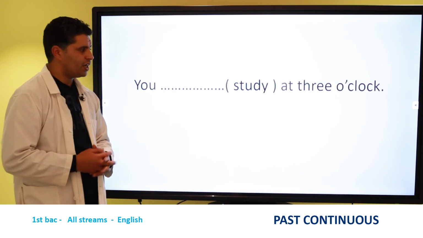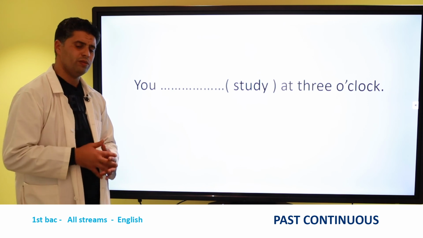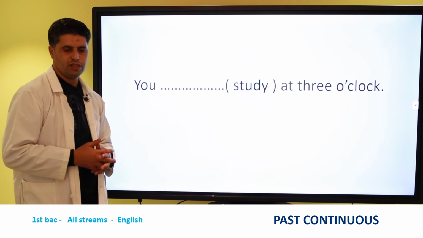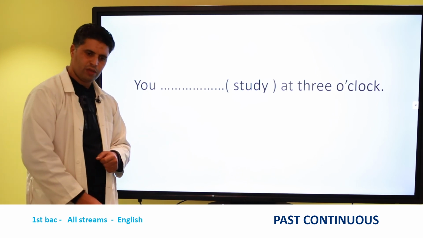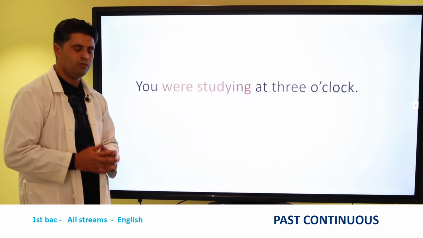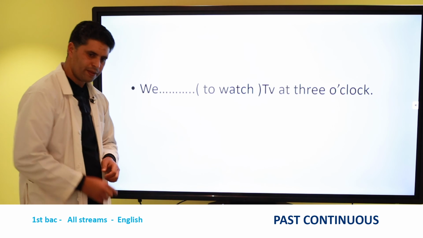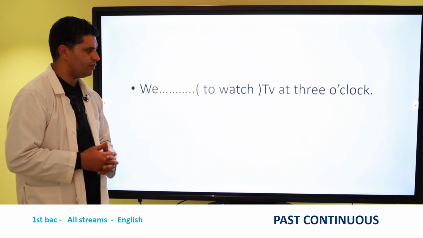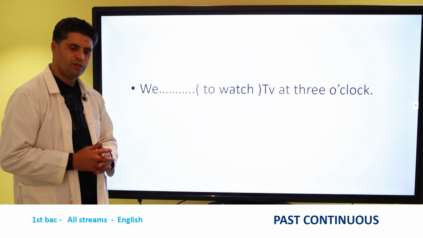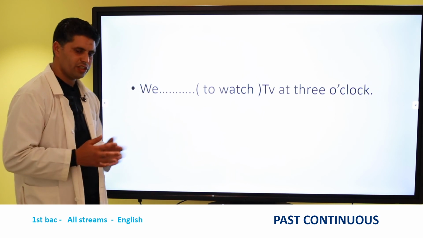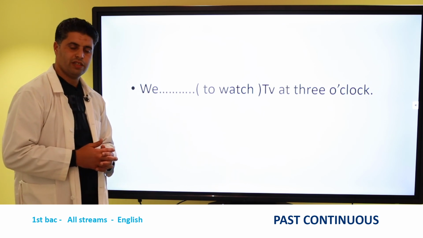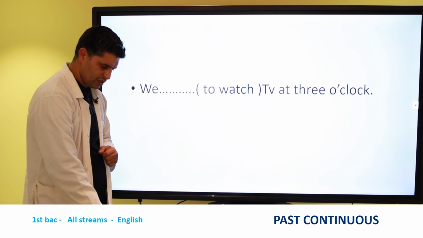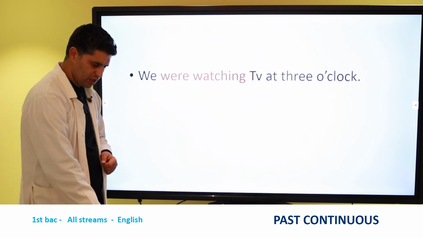Okay, you study at 3 o'clock. Here also we have a very specific time in the past, and the verb study shows a long action, so we have to say, you were studying at 3 o'clock. Another example, the verb is to watch TV at 3 o'clock. Here also we have a very specific time, and the verb to watch, this action, which is watching, is a long action. It is not a short action. That's why we have to use the past continuous. So we have to say, we were watching TV at 3 o'clock.